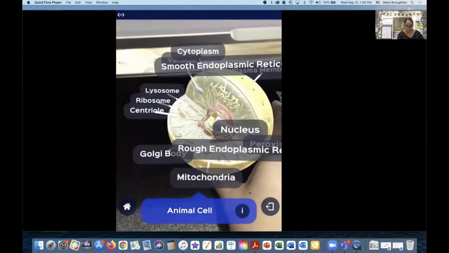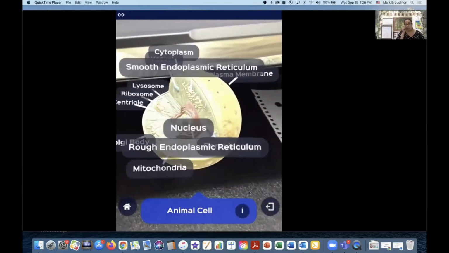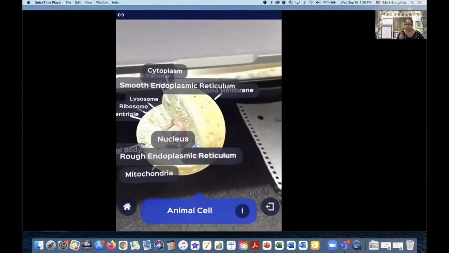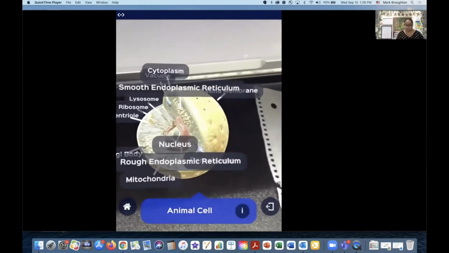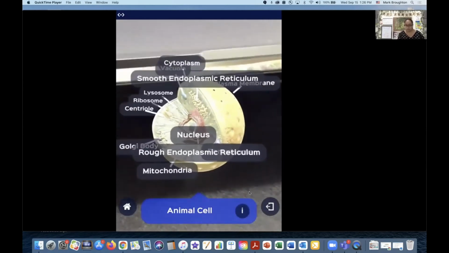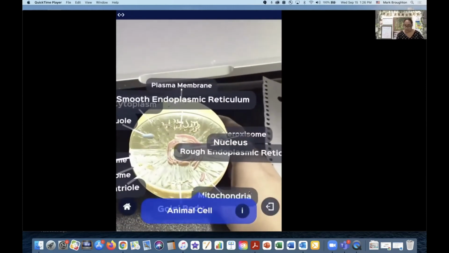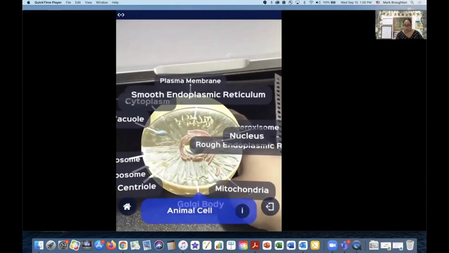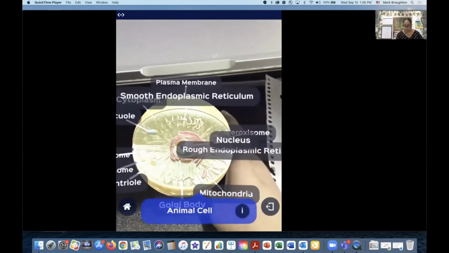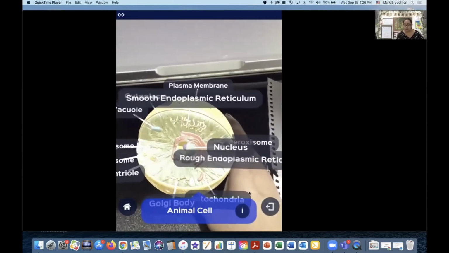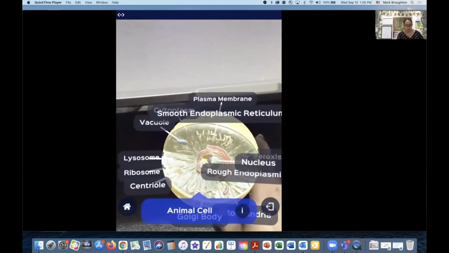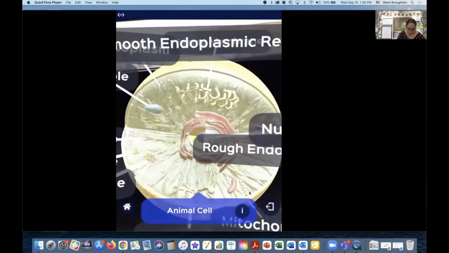The next one we're going to look at, we kind of mentioned it just a minute ago, is the endoplasmic reticulum. Now notice we have two. We have a smooth and we have a rough. The endoplasmic reticulum is made of folded membranes, and that's in which proteins, lipids, and other materials are made. Now the rough endoplasmic reticulum is studded with ribosomes, and the smooth does not have any ribosomes on it.